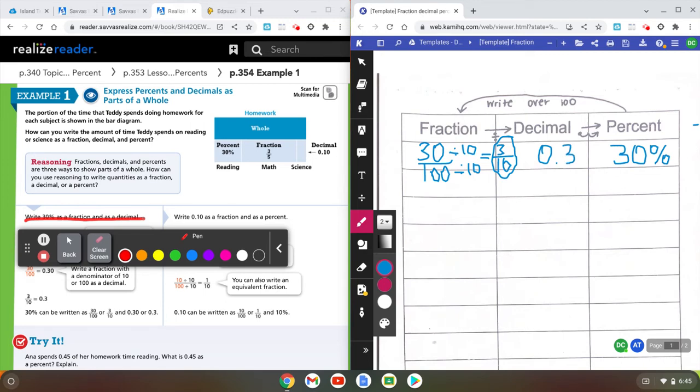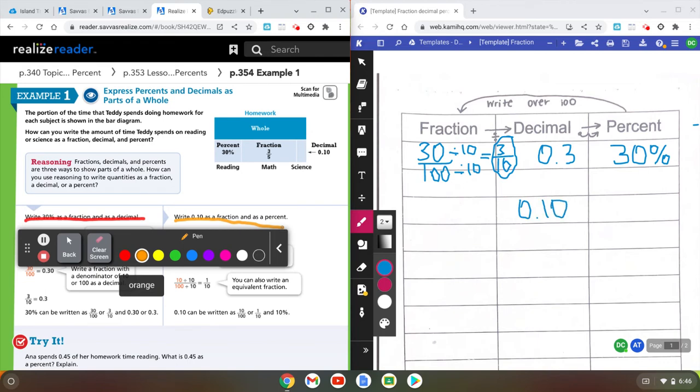0.3. So on our chart right here, we just went from percent to fraction to decimal. So 30% is the same thing as 3 over 10, written as a fraction, which is the same thing as the decimal 0.3. Now let's try the next question. The next question says, write 0.10 as a fraction and as a percent. So let's look at what we have here. Okay, so I'm starting with a decimal.